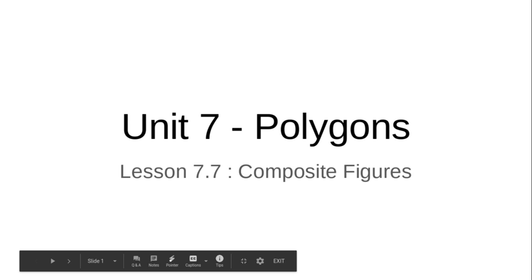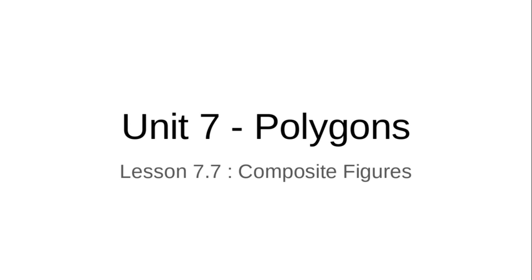Today we're going to be looking at the last lesson from Unit 7, Polygons, and it's about composite figures. You're going to be asked to find perimeter and area from some of your composite figures today. So make sure you're thinking about the difference between perimeter and area, perimeter being your distance around the outside, and area being the amount of surface that is covered inside of your shape.